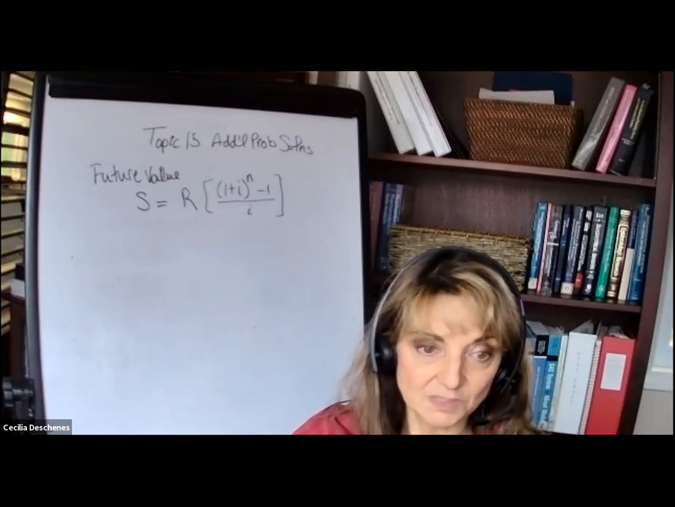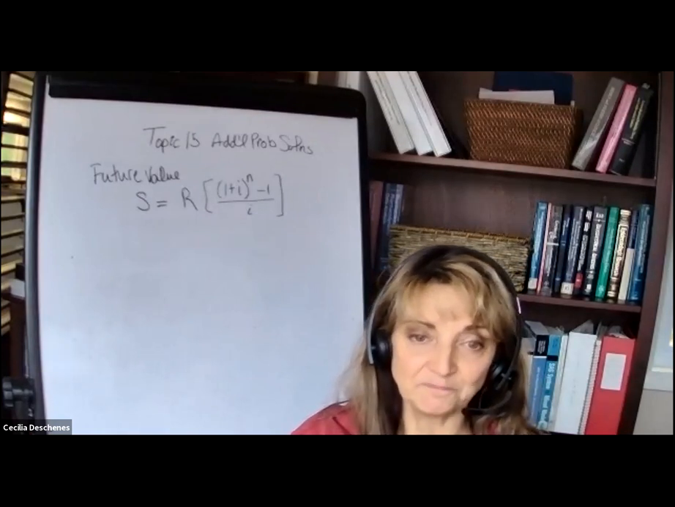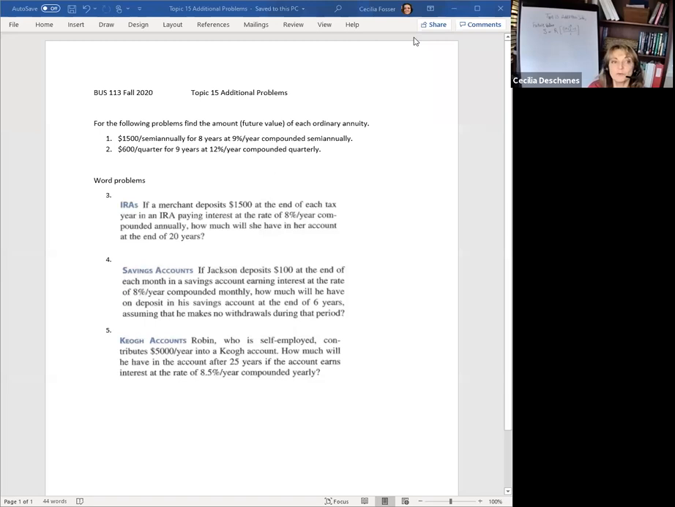So let me share that problem again. Here we go. For the following problems, find the amount, the future value of each ordinary annuity. If you remember from the lecture, I talk about annuities being ordinary. It means that you make payments at the same time that you accrue interest. So if it's compounded quarterly, you make payments quarterly, at the end of the quarter.